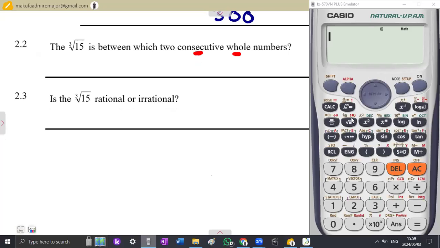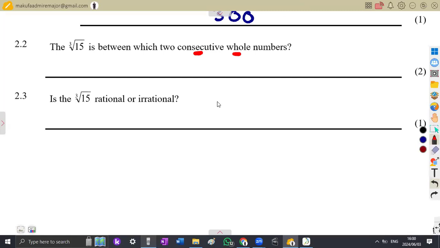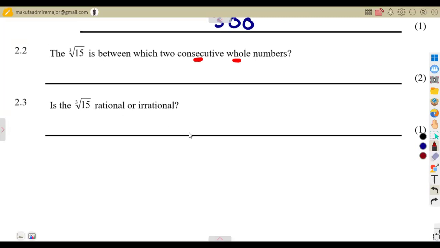For the cube root, we can go straight to the calculator, which is shift on this one. It gives us the cube root of a number. So the cube root of 15 is equal to 2,4, something like that. Let us just fix this to 2 decimal places. That is 2,47. So the cube root of 15 is something like 2,47.